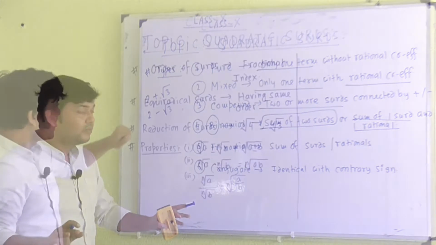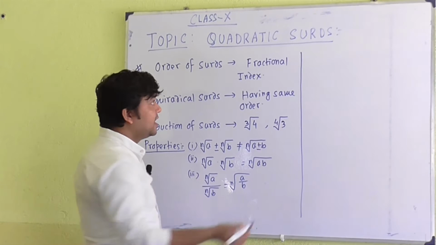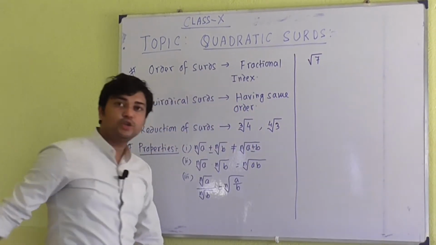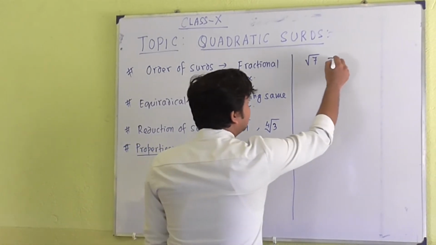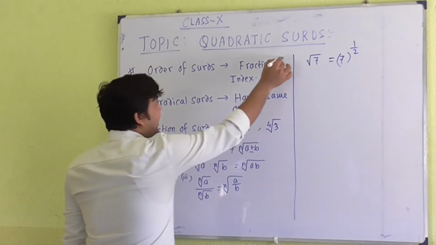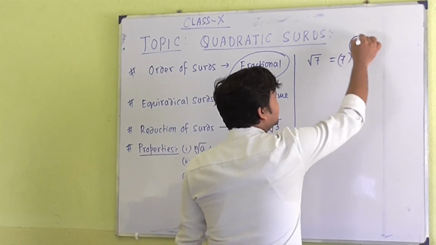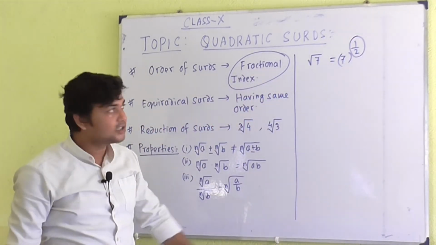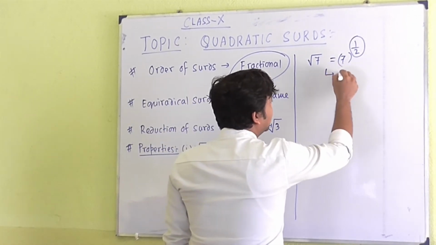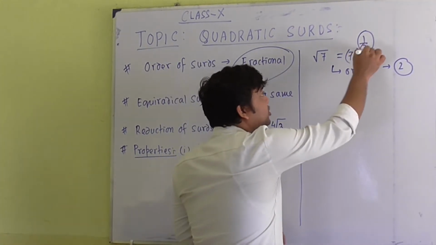Got it? Now, we will discuss the order of surds. What does it mean? Let us take a surd like root 7. This surd can be written as 7 to the power 1 by 2. Now, look at the fractional index. What is the fractional index here? It is 1 by 2. Look at the denominator of the fractional index. What is the denominator? It is 2. So, naturally, the order of this surd is 2, as the denominator is 2 here.